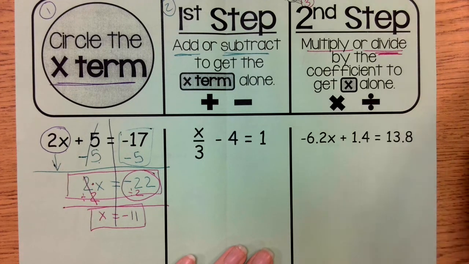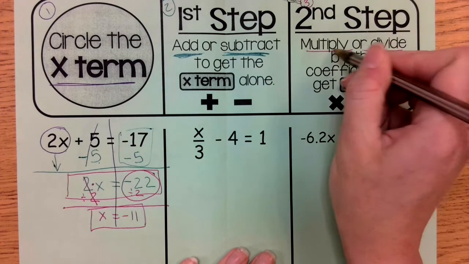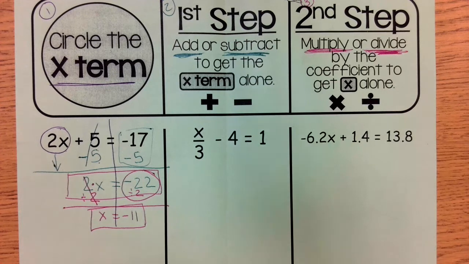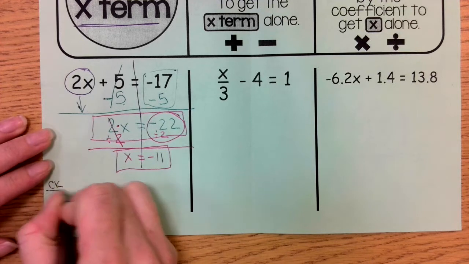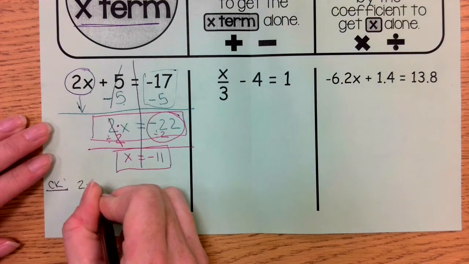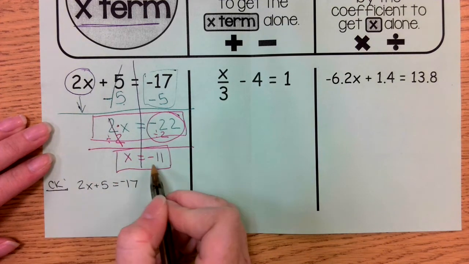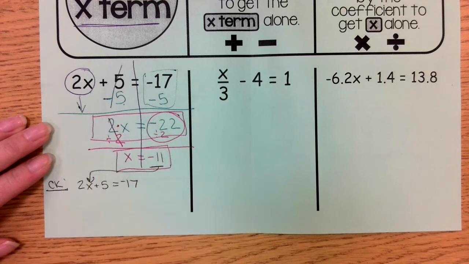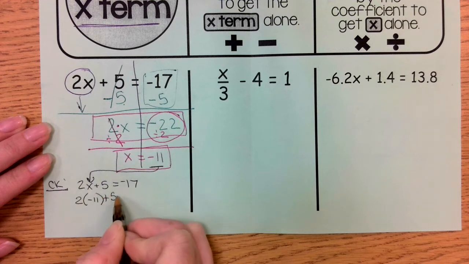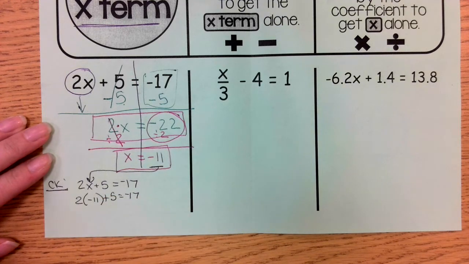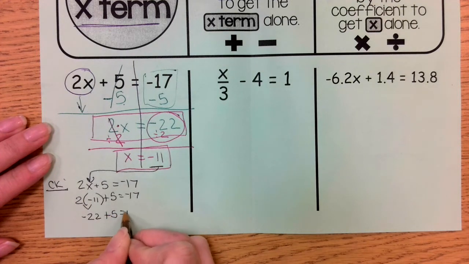You're always going to be adding or subtracting first to get the x by itself, followed by always multiplying or dividing. Now, just because we're good mathematicians, we're going to check our answer to make sure it's proper. So the check, we write down our original equation of 2x plus 5 equals negative 17. We're going to substitute in negative 11 for my x. So I end up with 2 times negative 11 plus 5 equals negative 17. 2 times negative 11 is negative 22 plus 5 equals negative 17.